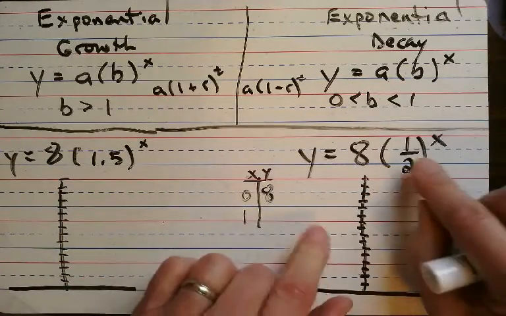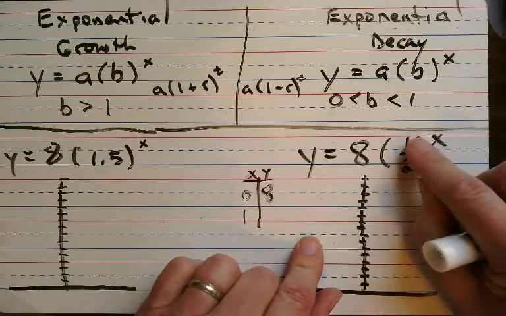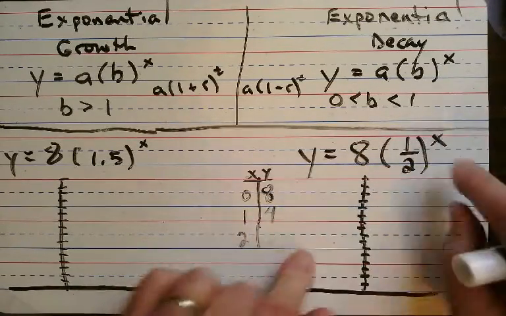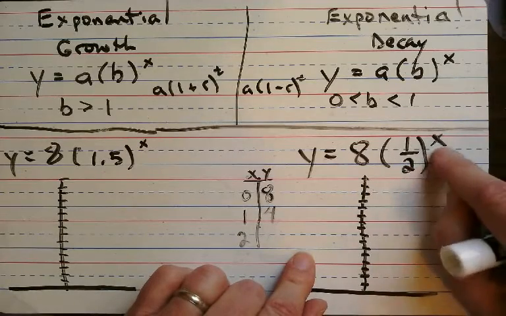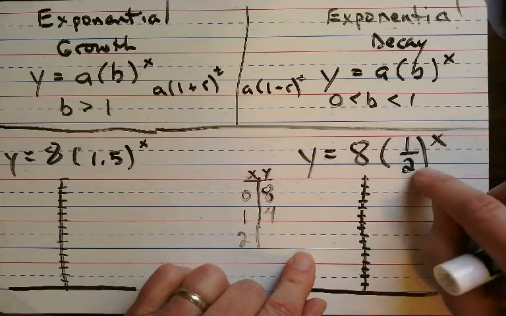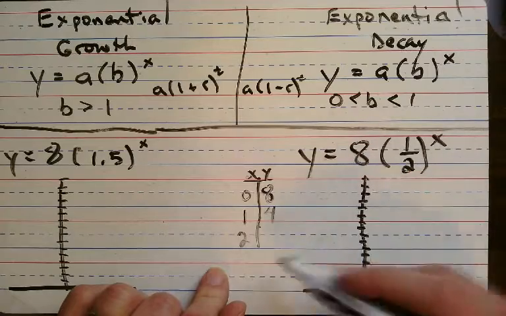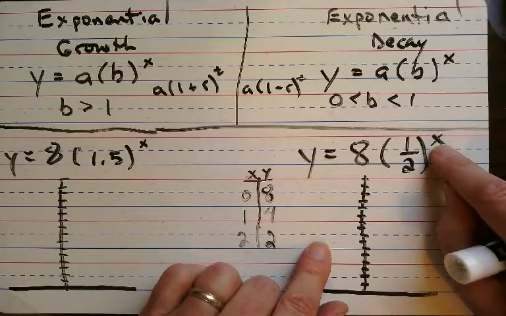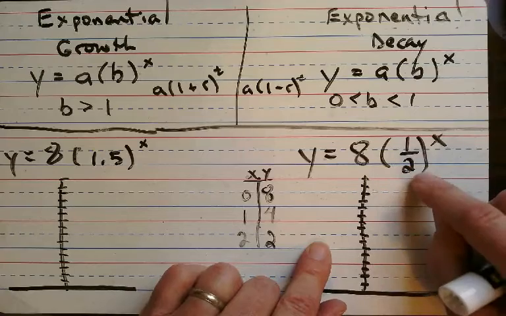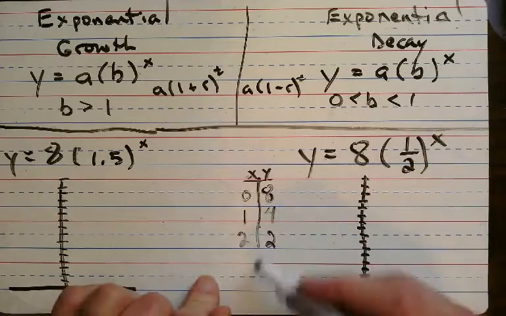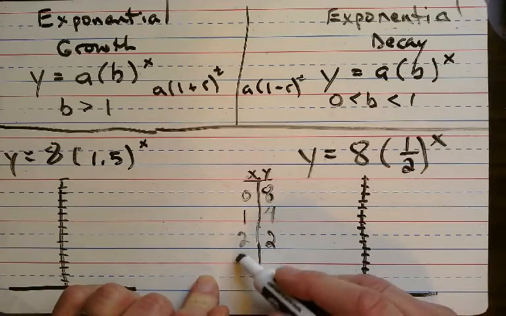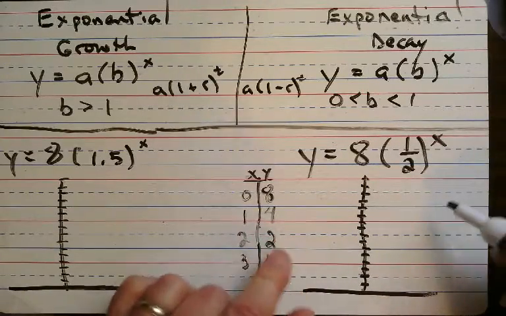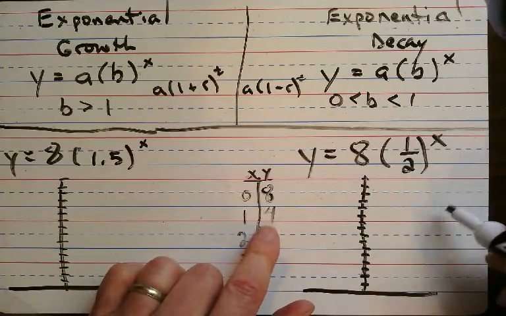And if I put 1 in there, 1/2 to the 1 power is just half. So 8 times a half, that'd be 4. And if I put 2 in there, I'm squaring a half, that'd be 1/4. So 1/4 times 8, that's 2. And if I put a 3 there, 3 would make this 1/8. Crazy, huh?